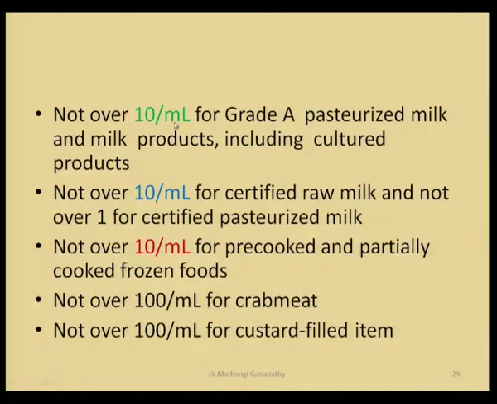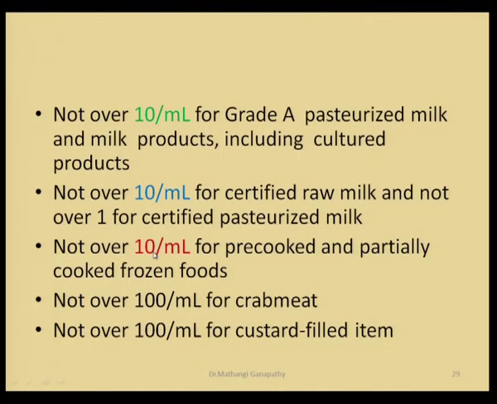Under the HACCP system, the coliforms should be not more than 10 per ml for grade A pasteurized milk and milk products, including cultured products, not more than 10 per ml for certified raw milk, and certainly not over 1 for pasteurized milk, not over 10 per ml for pre-cooked and partially cooked frozen foods, not over 100 per ml for crab meat, and not over 100 per ml for custard filling. So these are the accepted standards. If the numbers go beyond this, the food cannot be accepted under HACCP.